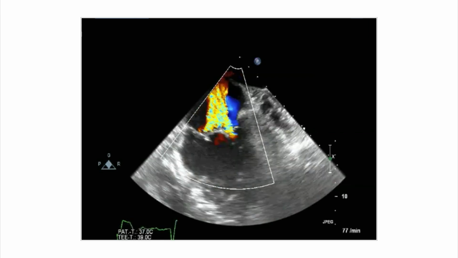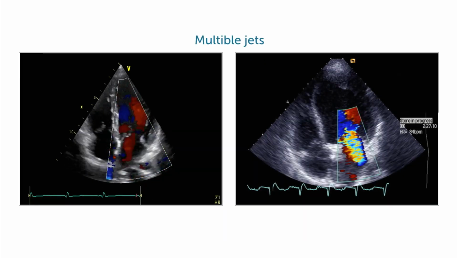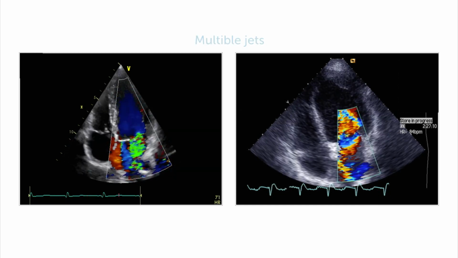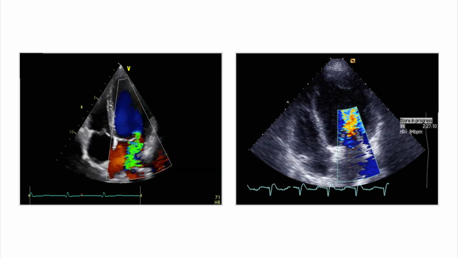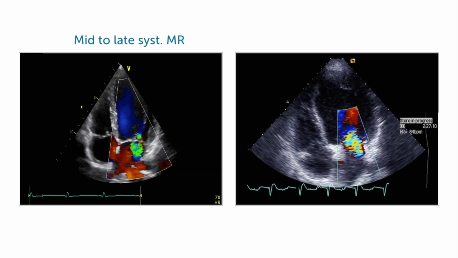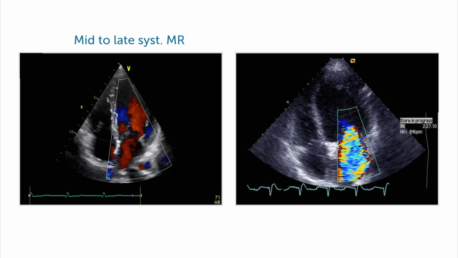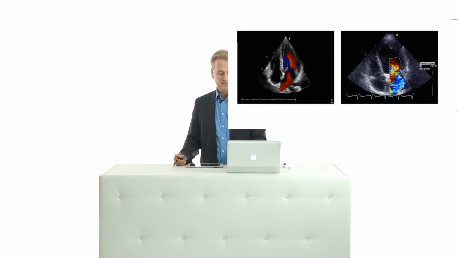We see patients who have more than one jet, and the duration of regurgitation can vary greatly. On the left, a patient who has regurgitation only during mid and late systole, while the patient on the right not only has regurgitation during systole, but even during parts of diastole. So, mitral regurgitation can be very, very variable. We've covered mitral regurgitation in the previous chapters.